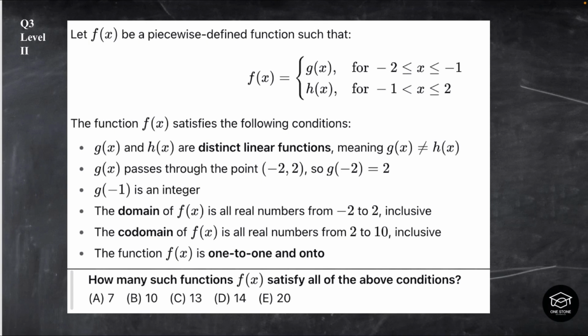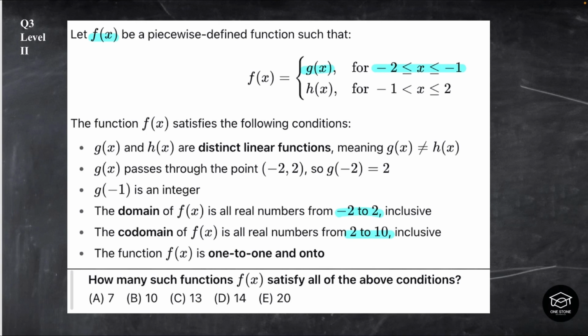Here we are working with a piecewise function, f of x. The domain is all real numbers from -2 to 2. The codomain, or range, is all real numbers from 2 to 10. On the interval from -2 to -1, the function is given by g of x.